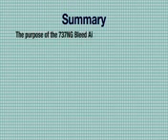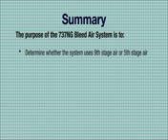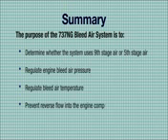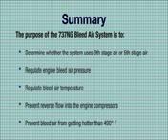In summary, the purpose of the 737NG bleed air system is to determine whether the system uses ninth stage air or fifth stage air to meet system requirements, regulate engine bleed air pressure, regulate bleed air temperature, prevent reverse flow into the engine compressors, and prevent bleed air from getting hotter than 490 degrees Fahrenheit.